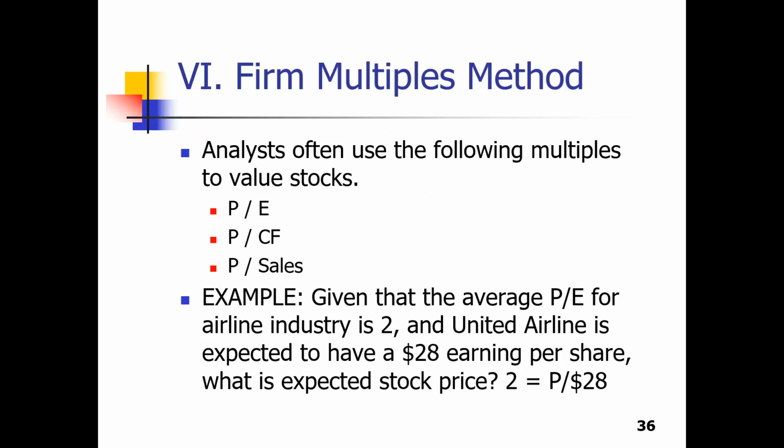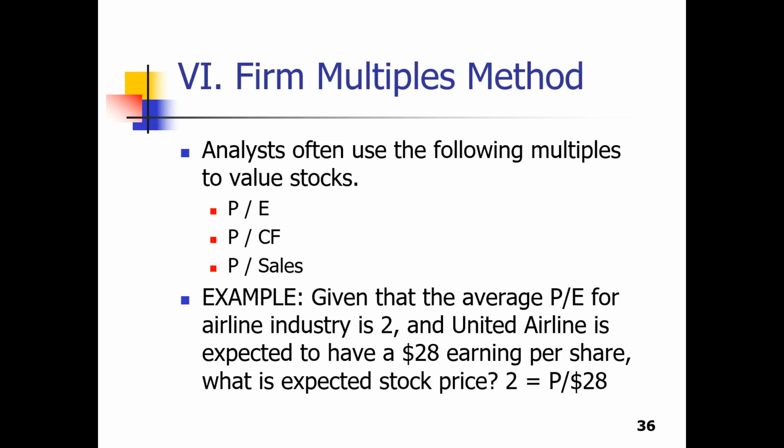What is this expected stock price? Well, the formula says we have a PE ratio that is 2, and that's P, price, divided by E, earnings per share, and earnings per share is 28. We put it in the formula and we calculate P. Or in other words, the price should be 2 times 28, or $56. So we calculate roughly a stock price for this company.